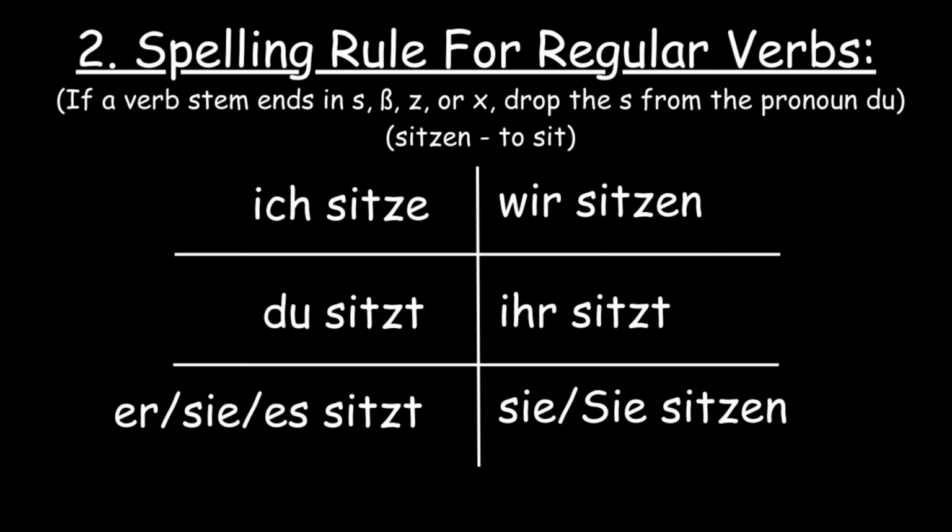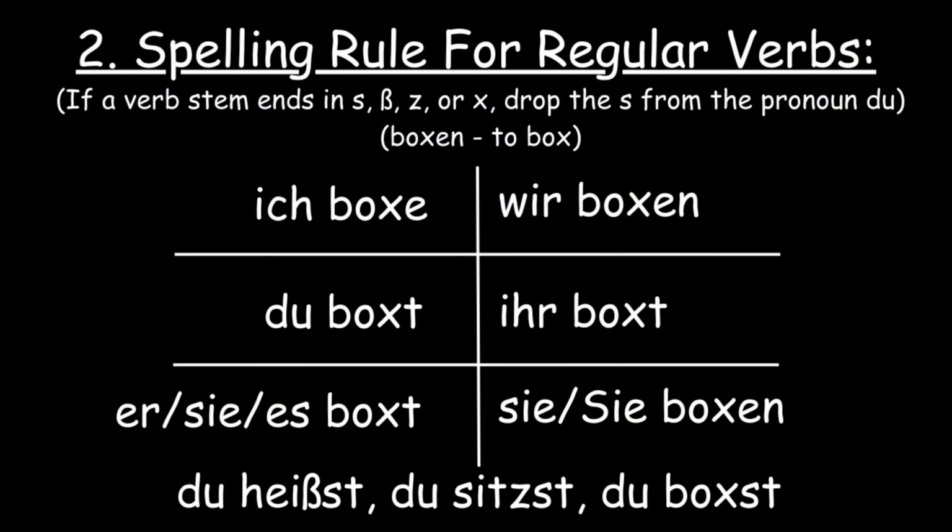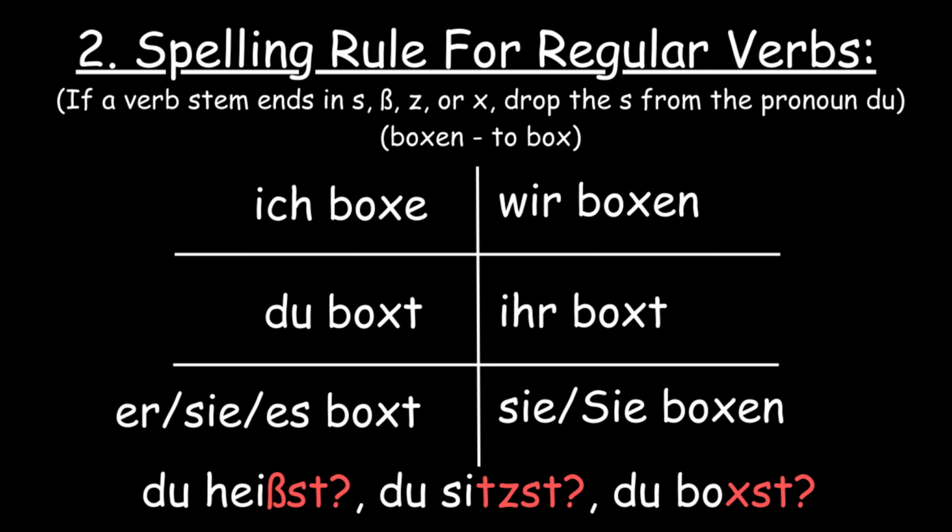Another verb is sitzen. Ich sitze. Du sitzt. Er, sie, es sitzt. Wir sitzen. Ihr sitzt. Sie sitzen. Another verb is boxen. Ich boxe. Du boxt. Er, sie, es boxt. Wir boxen. Ihr boxt. Sie boxen. Notice that in all of these, if we had the s for the du pronoun, the pronunciation would repeat too many s sounds, which is why it's removed. This is how this spelling rule works.